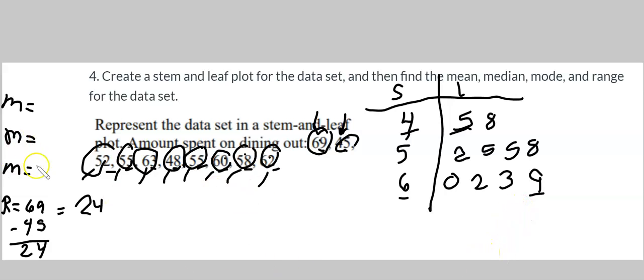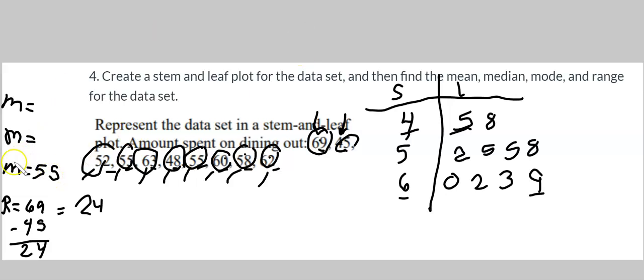Now I'm going to do the mode. The mode is the number that we see the most. So I have 45, 48, 52, 55, 55, 58, 60, 62, 63, and 69. The stem and leaves that duplicate themselves the most is 55. So that is our mode.